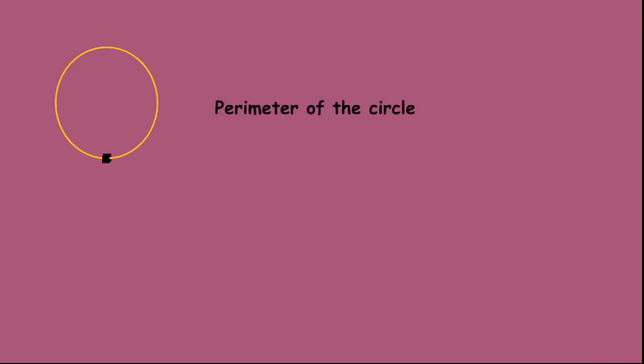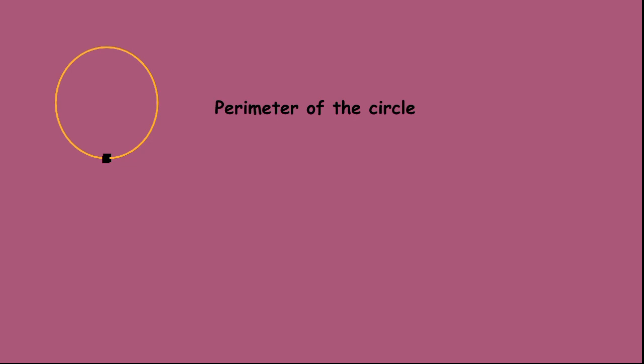Now let us take this circle and mark a point on it, and we start at that point, make one complete round and reach the same point again. Then what have we done here? We have covered the entire length of the boundary. So the entire length of the boundary is nothing but the perimeter. So this is called the perimeter of the circle.